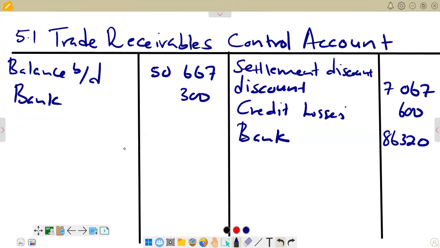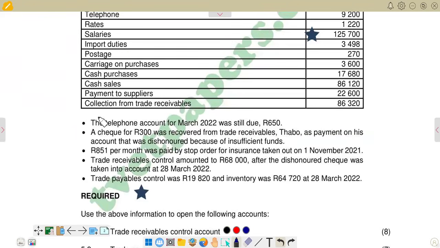Then we can go back again to check if we have got anything that is affecting this trade receivables control. But if you go over the information, you see that there's nothing else affecting the trade receivables control. So we can now look for the closing balance of trade receivables control. It's given there on the second from last point: trade receivables control amounted to 68,000 after the dishonored check was taken into account on 28 March 2022. So it means this is going to be our closing balance for the trade receivables control. So 68,000, this is our closing balance. So we can go back there.